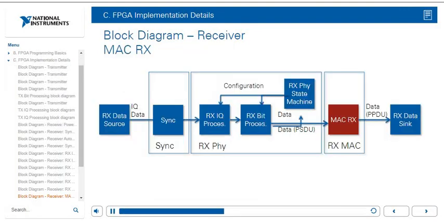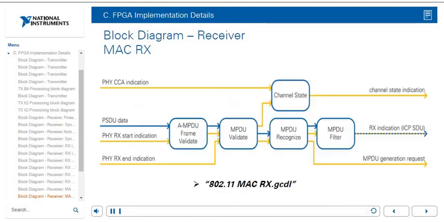Next, we will go over the MAC RX block. This is the block diagram for the 802.11 receiver MAC RX block. This code can be found inside 802.11 macrx.gcdl. There are 5 main blocks here.